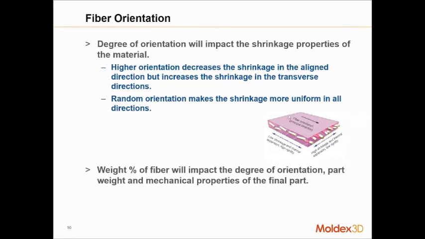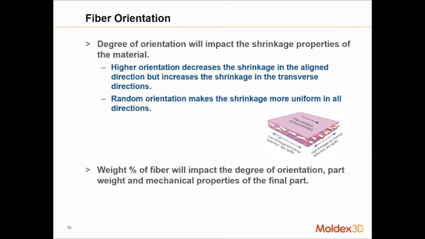If we have a high fiber orientation, let's say I call this the principal direction. If I have a high fiber orientation in my principal direction, my shrinkage is actually going to be very low, and that's because the individual fibers cannot shrink as much as the polymer. So the fibers actually reinforce the part in that direction, but unfortunately we're left with a high shrinkage in the transverse direction. So 90 degrees to my principal direction, my shrinkage is going to be extremely high.